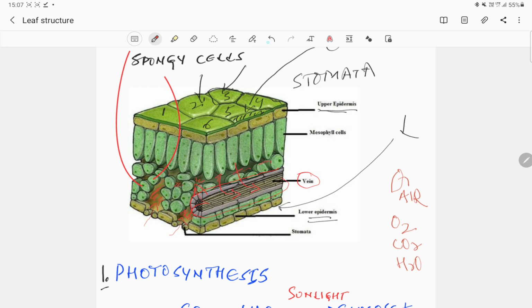Now, what is the air doing inside? Well, the air is a mixture of gases, and a lot of gases have now entered inside the leaf for a particular purpose. And what that purpose is, something that we will see in our next video on functions of a leaf.